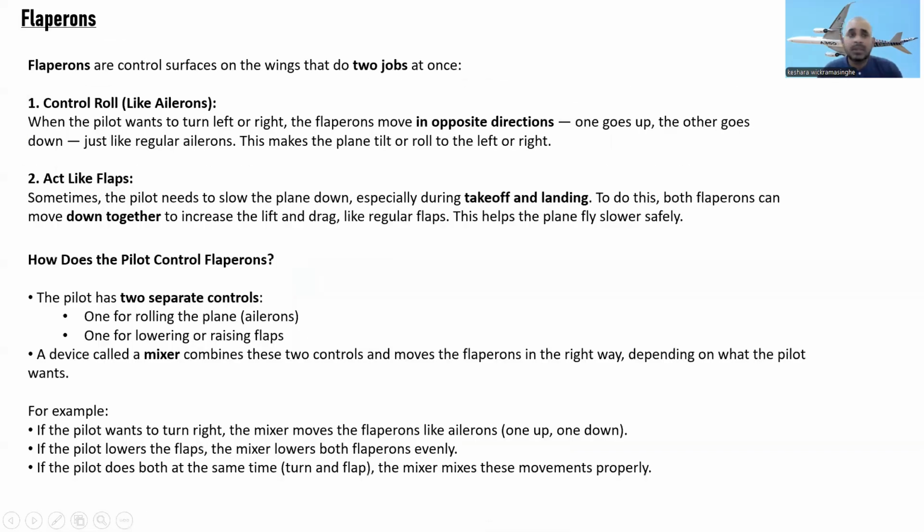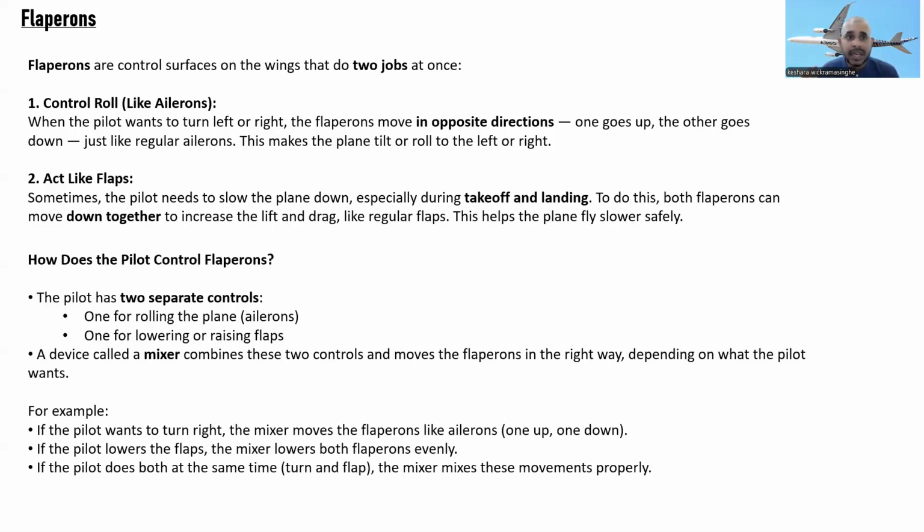Now let's go to the flaperons. Flaperons are control surfaces on the wings that do two jobs at once. The first one is to control roll, like ailerons. When the pilot wants to turn left or right, the flaperons move in opposite directions, so one goes up and the other goes down.